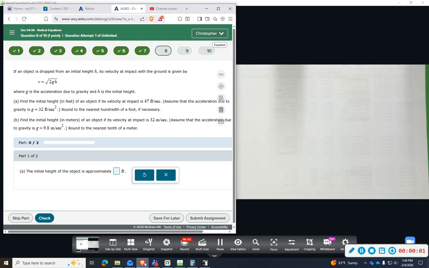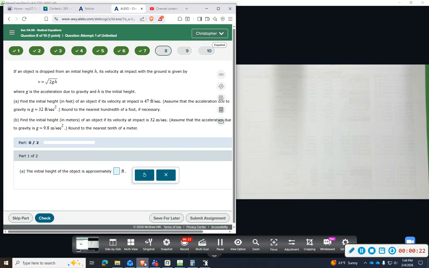All right, number 8, we're going to solve a word problem. It says if an object is dropped from an initial height h, its velocity at impact with the ground is given by v equals square root of 2gh. G is the acceleration due to gravity. H is the initial height.